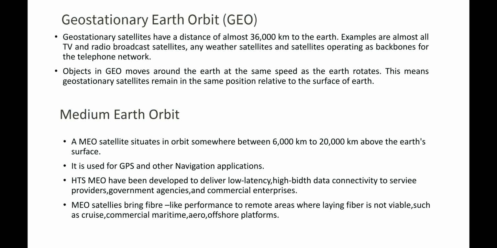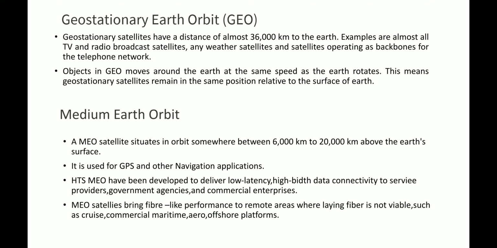Geostationary Earth orbit, GEO. Geostationary satellites have a distance of almost 36,000 km to the Earth. Examples are almost all the TV and radio broadcast satellites, many weather satellites, and satellites operating as backbones for the telephone network. Objects in GEO move around the Earth at the same speed as the Earth rotates. This means geostationary satellites remain in the same position relative to the surface of Earth.